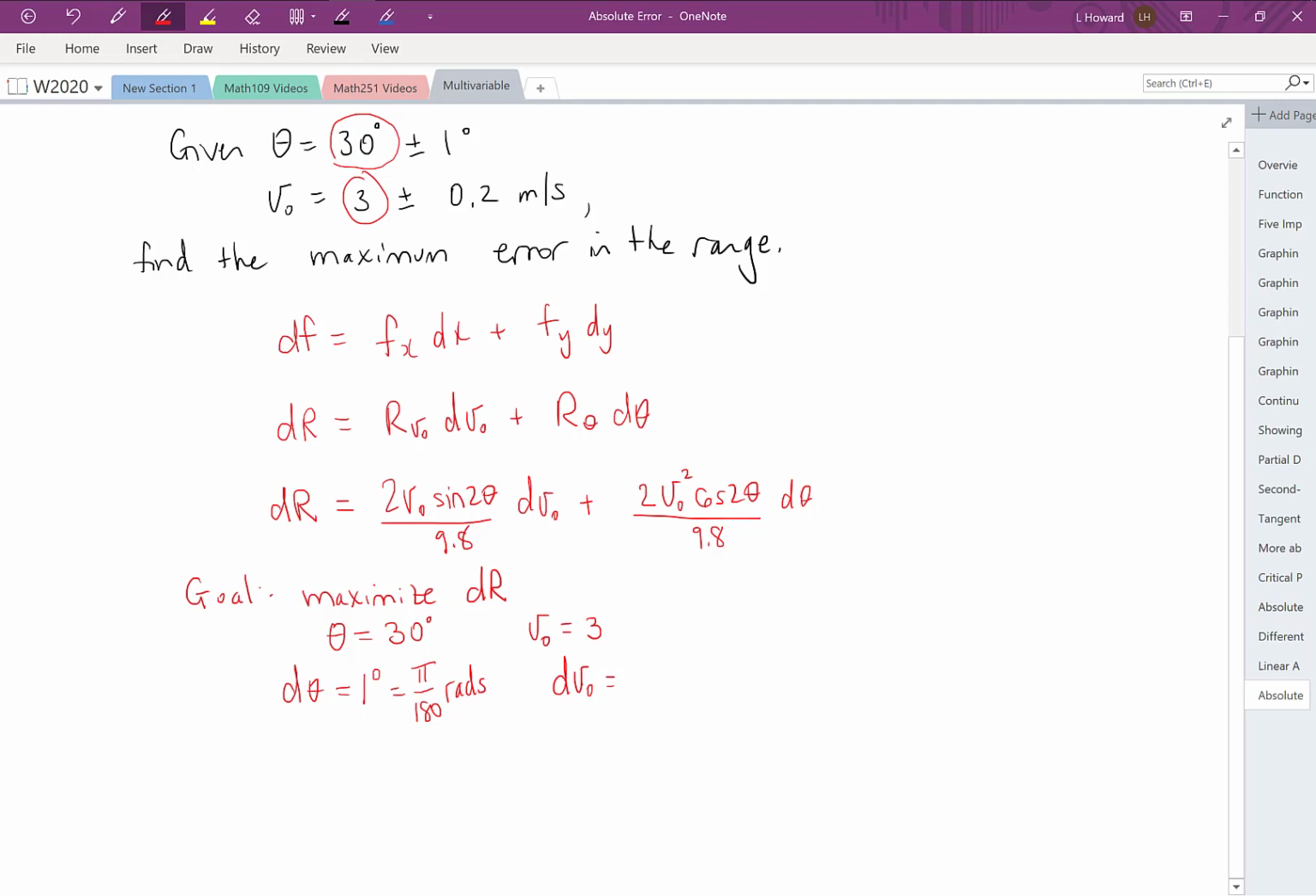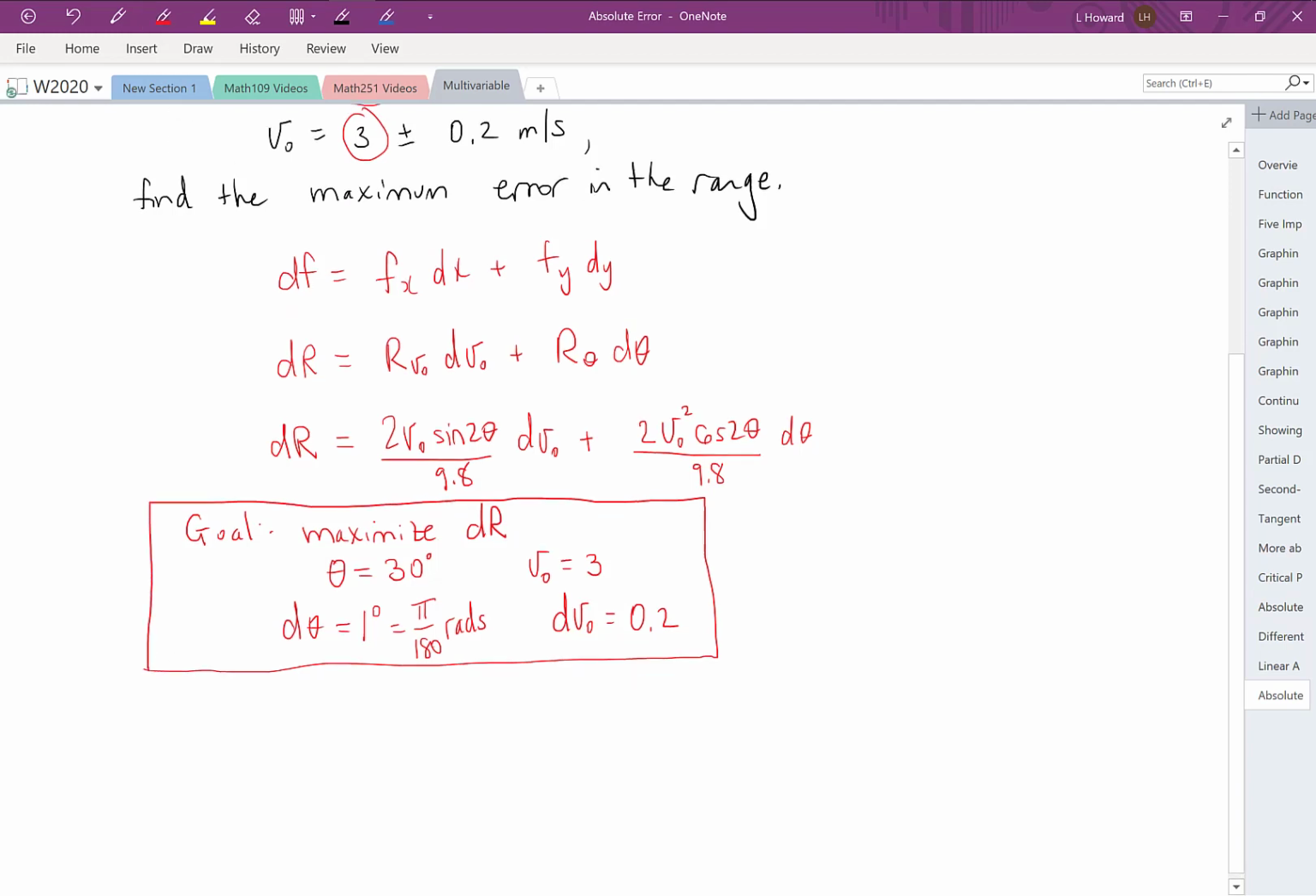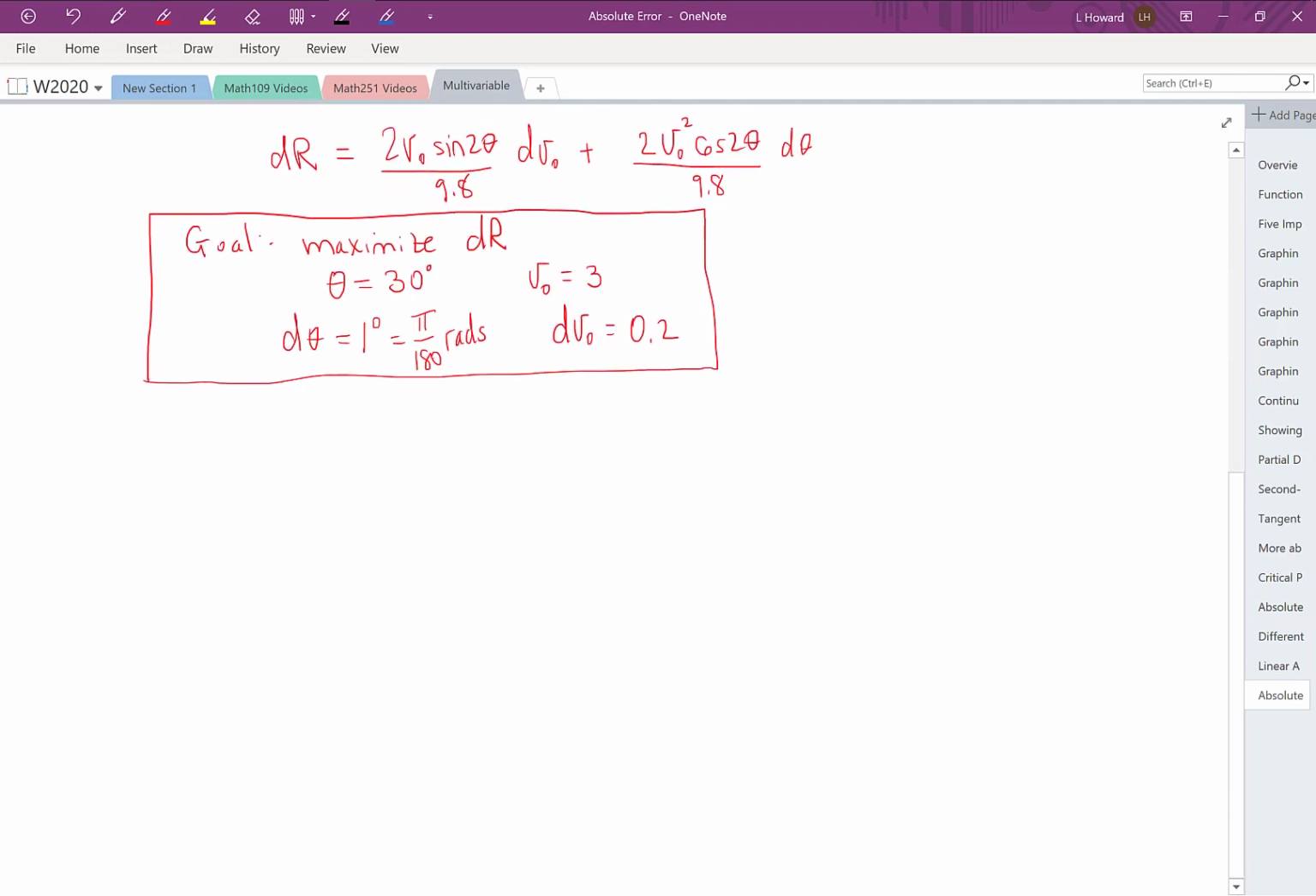All right, and same idea for dv0. We're saying the maximum error in v0 is 0.2 meters per second. So that's the value that we'll sub in to maximize dr. And then we're going to figure out how big that error in the range can be. So let's try subbing everything in. When I sub in these values here, we can now call this dr max. Can just put a little subscript there to indicate this is our maximum error, and let's see what we're getting.